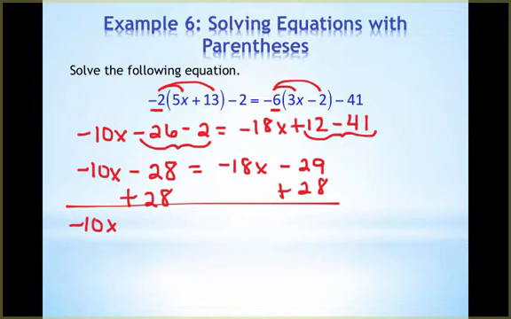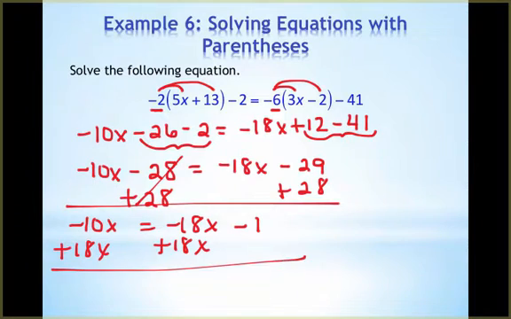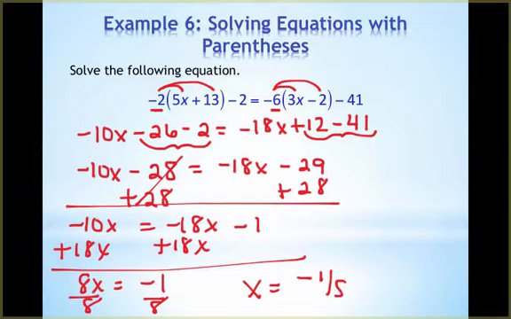Negative 10x equals negative 18x minus 1. Then add 18x and get 8x equals negative 1 and divide by 8. And I find that x is negative 1/8, which you could leave as a fraction, or you could use your calculator and get that as a decimal value.